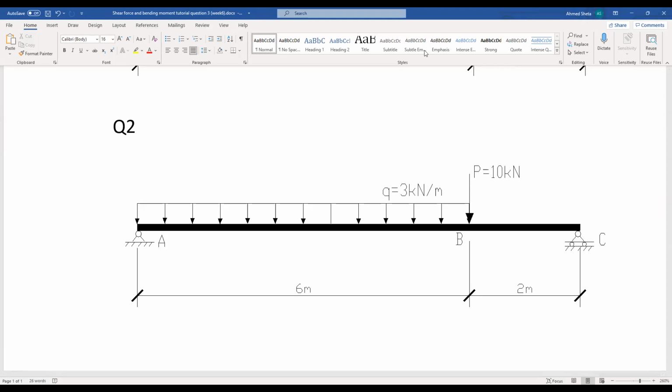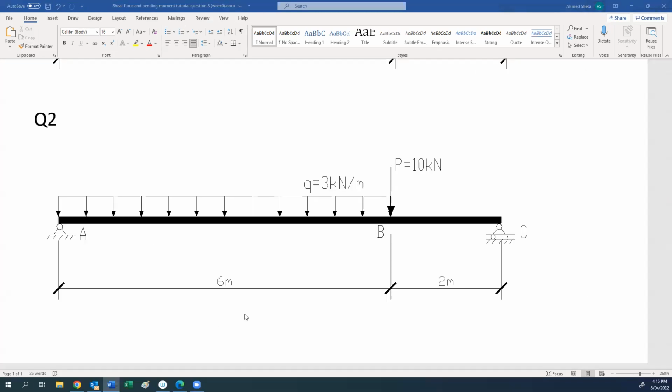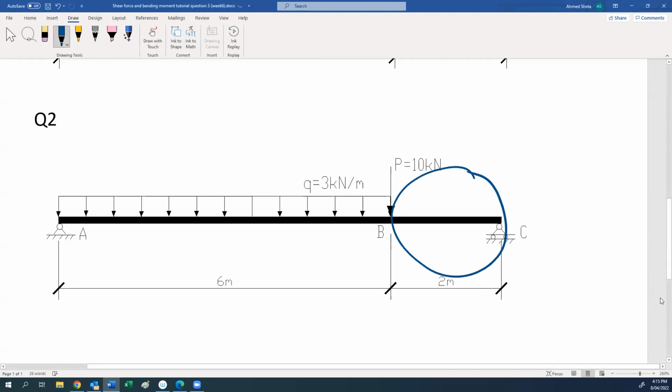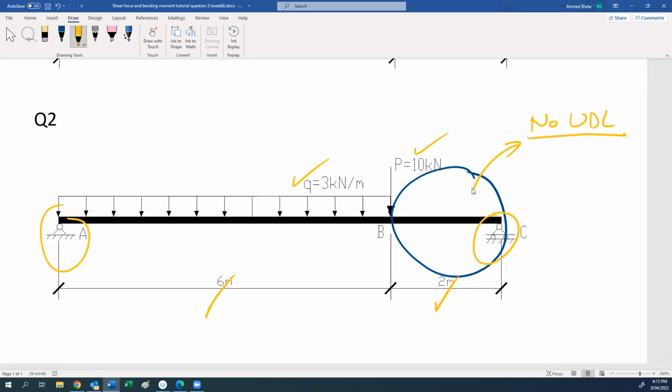I will put it here. Can you tell me what is the difference between this question and the previous question? The difference is this part. No uniform dead load for this part. Okay, so it is the same dimension, same values of load, and same support, but the only difference is no uniform dead load between B and C. Okay, so this is the only difference for this part.